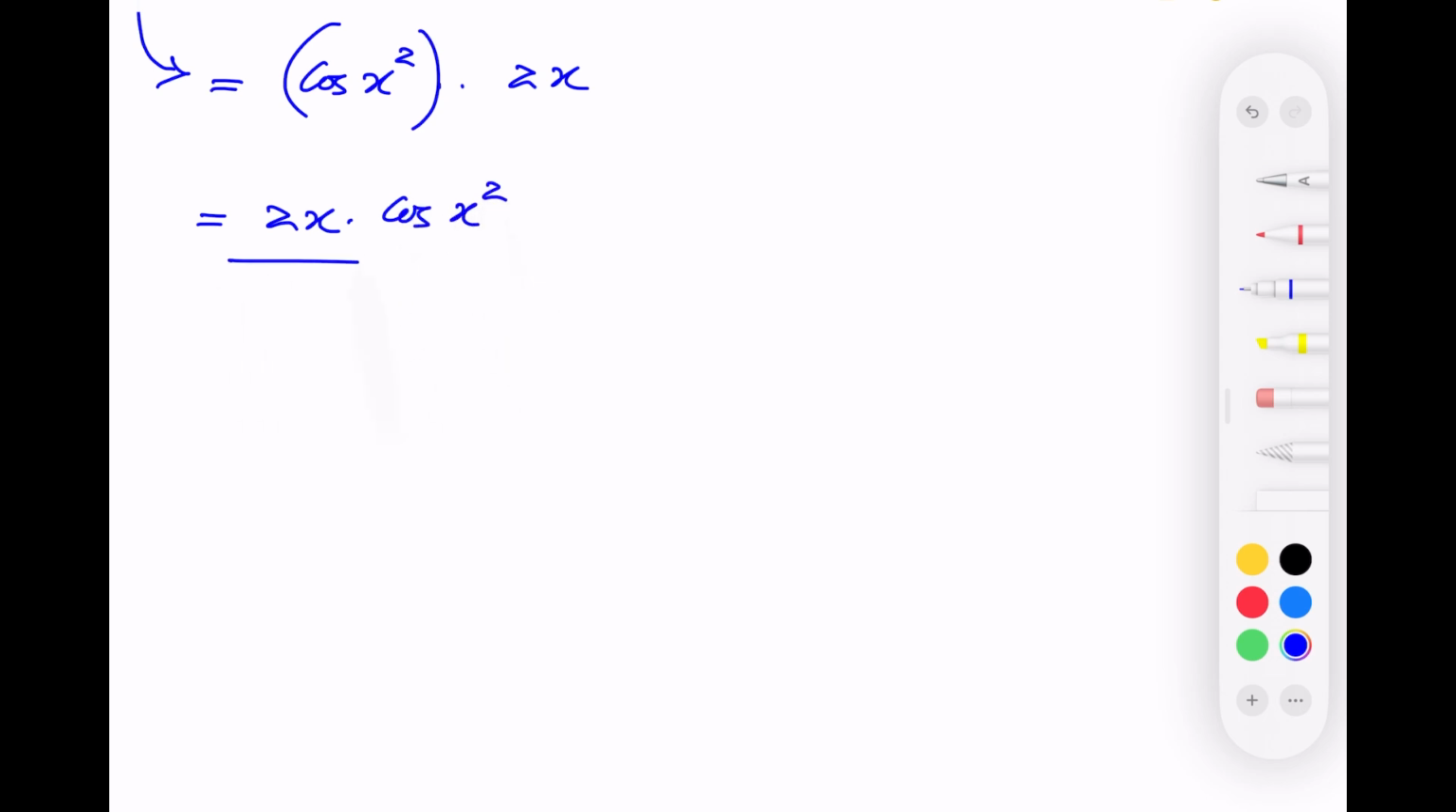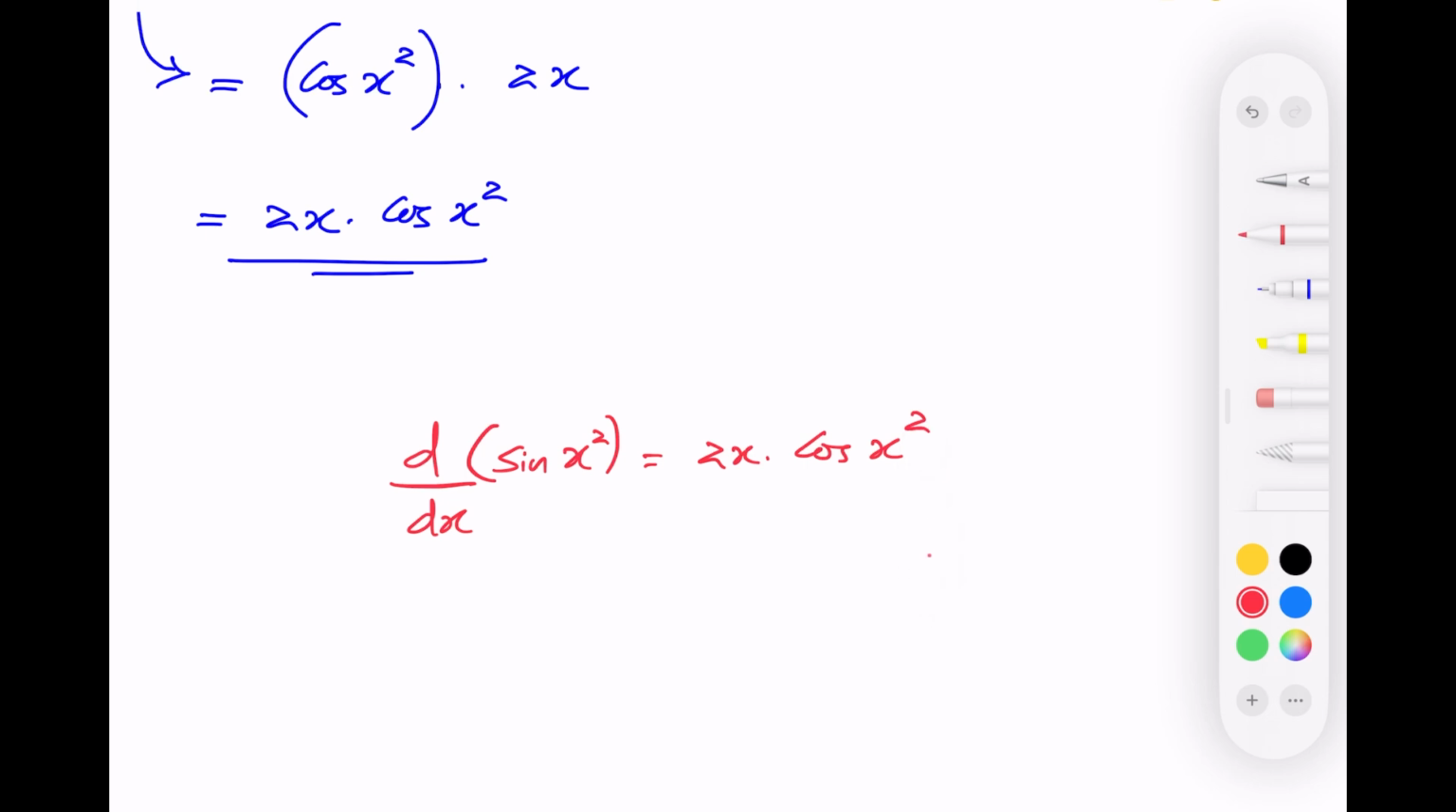In fact, this is what we wanted to prove. The problem was to prove using the first principles that d by dx sine x squared is equal to 2x times cosine x squared. We just completed this proof.